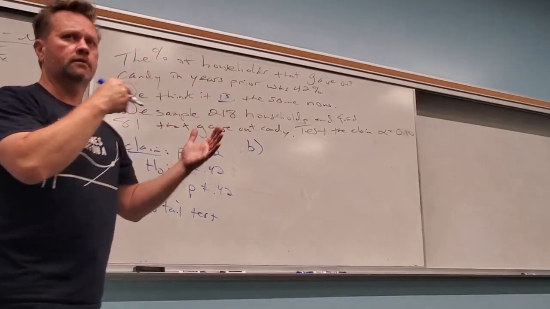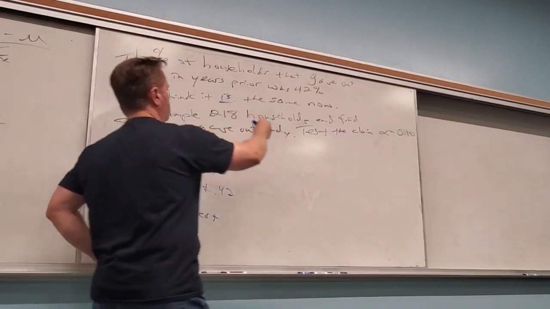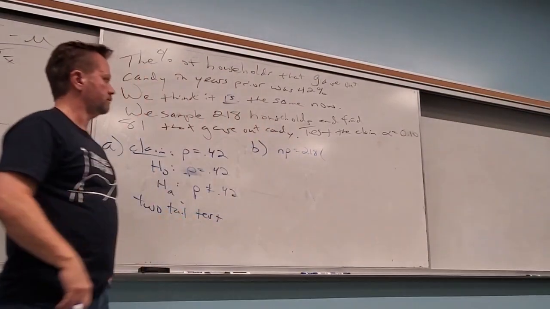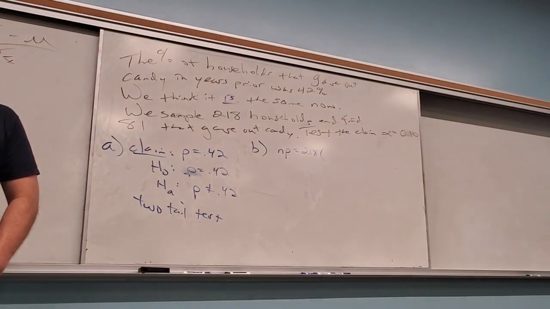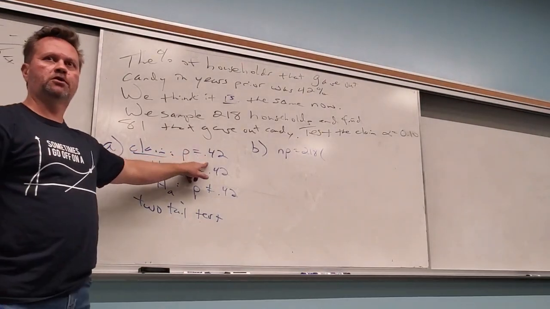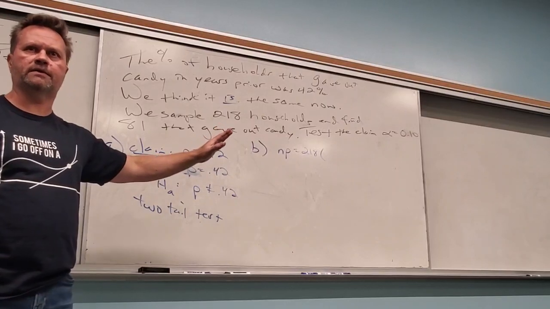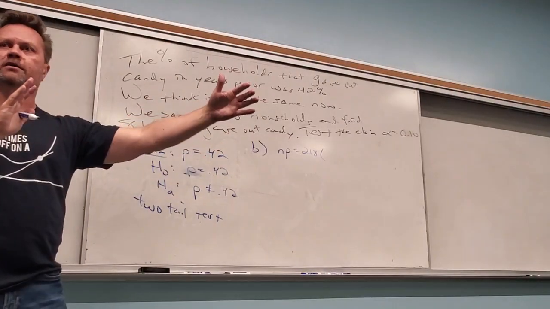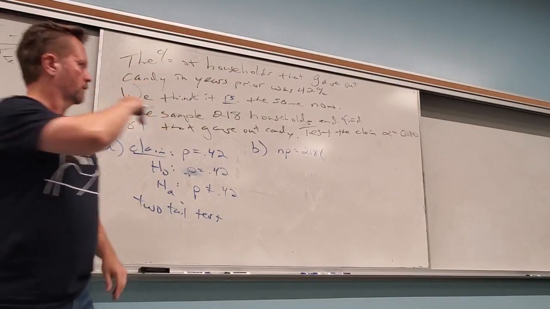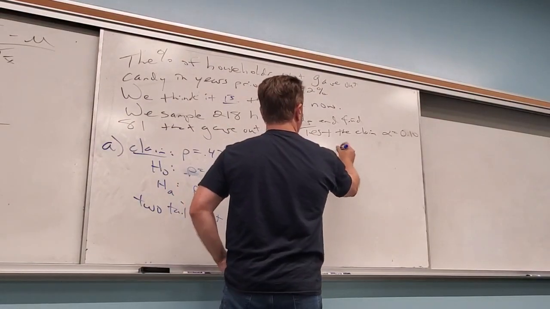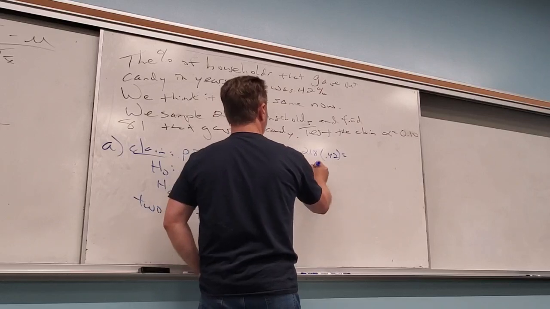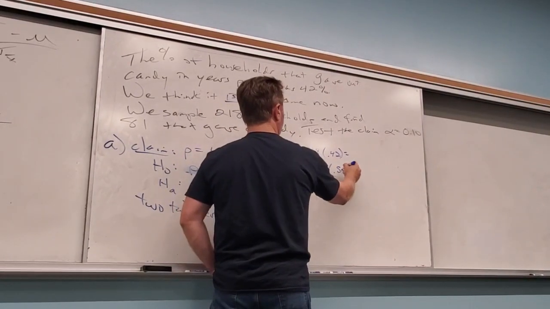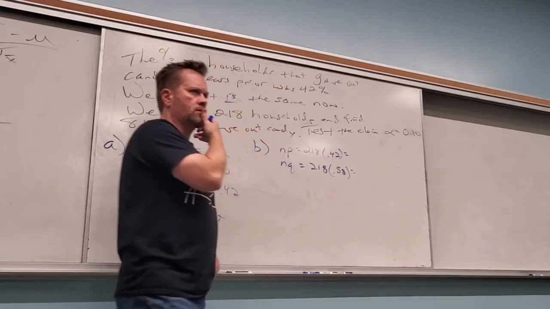So what do I have to check? np and nq. What's n? 218. Then what's p? p is 0.42. We're going to assume this is true. That's the whole idea of a hypothesis test: let's assume this is true and then see if we can find something that contradicts that. So you guys do that for me. What's q? 0.58, so 1 minus this.